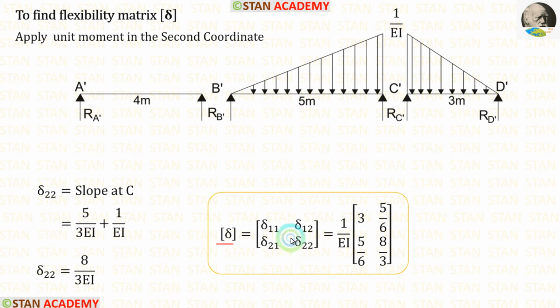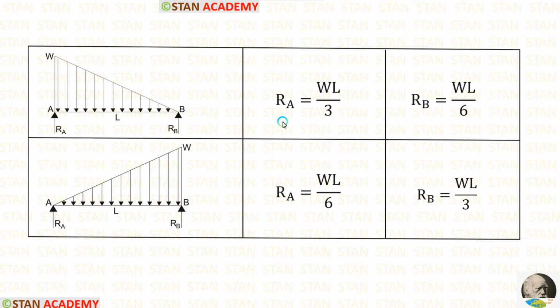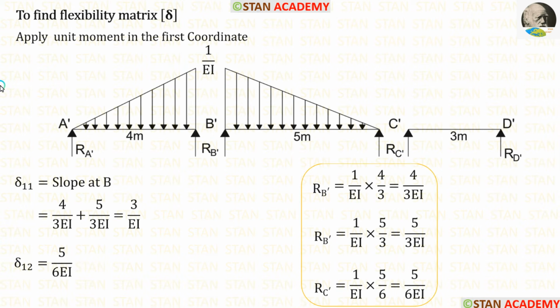In the delta matrix, we have calculated both of the rows. Let us apply the values. 1 upon EI is constant, so let us take it outside. We know that it is a little difficult to find out the delta matrix because we have to take moments on both the sides. If you think that it is very difficult, we can apply the formulas for the reactions and make the flexibility matrix very easily.